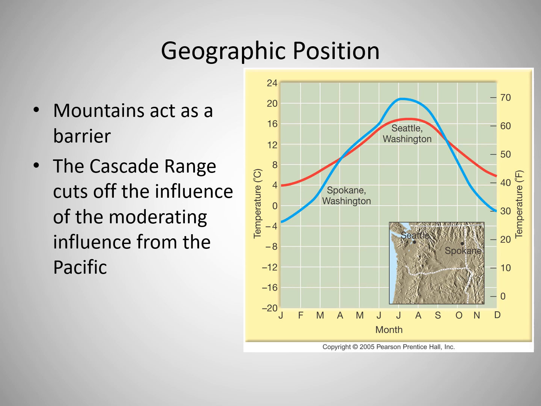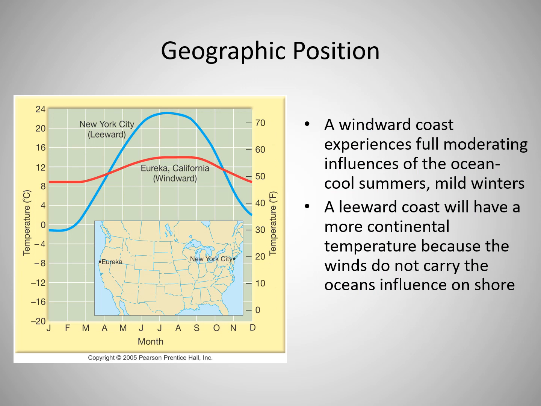And then Spokane, Washington is further east, and there's a mountain range in between. It's called the Cascades. The Cascades basically cut off Spokane from that moderating influence of a maritime environment. So Spokane has colder winters and warmer summers than Seattle. Seattle, everybody knows, is known for a lot of clouds and rain. I could live there.